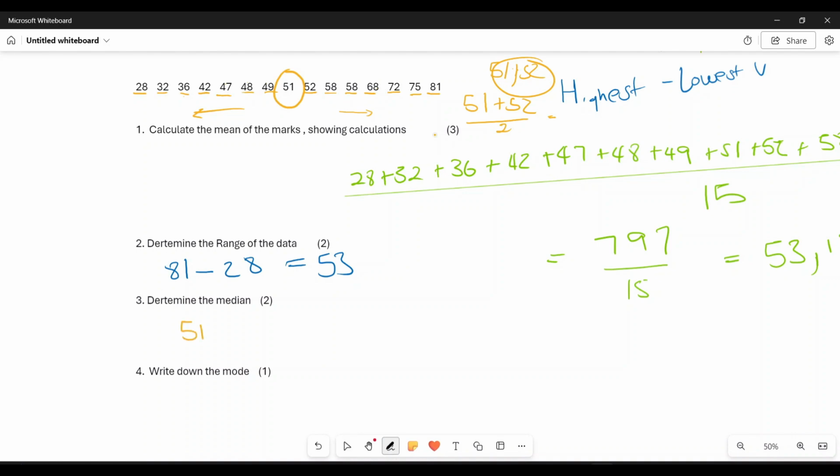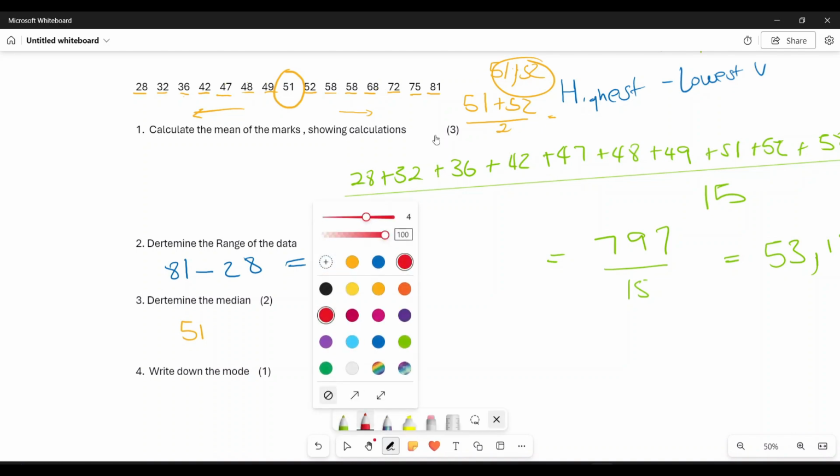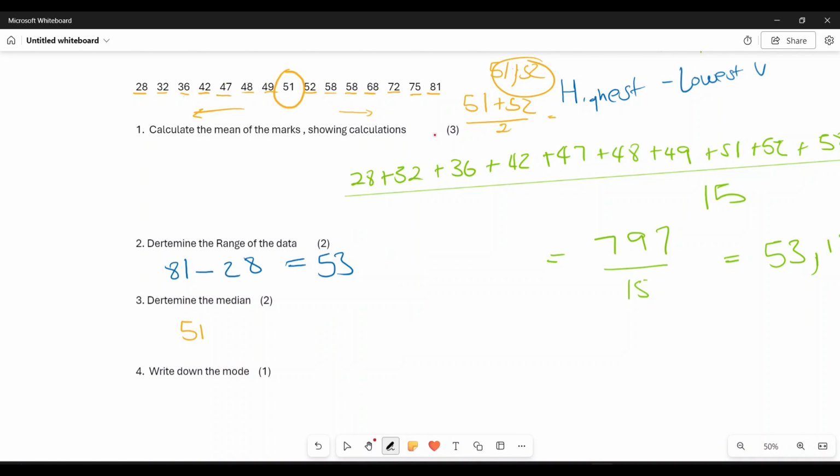Now, lastly, write down the mode. What is mode? Mode is the most occurring number in the data set, right? So now let me determine the most occurring number here. So I have 58, I have 50. Now, what other values are repeating besides 58? I don't see any other values. So my mode, in this case, will be equal to 58.